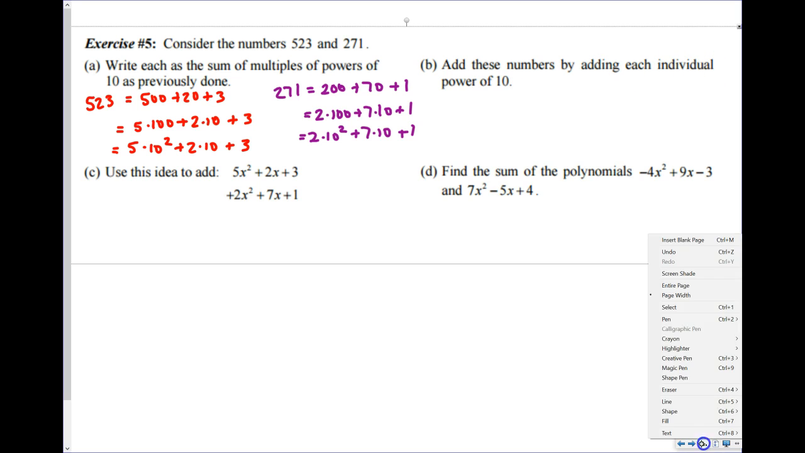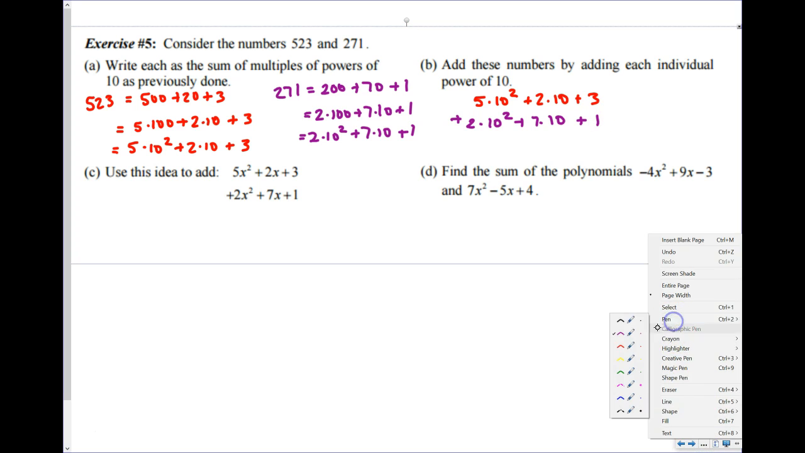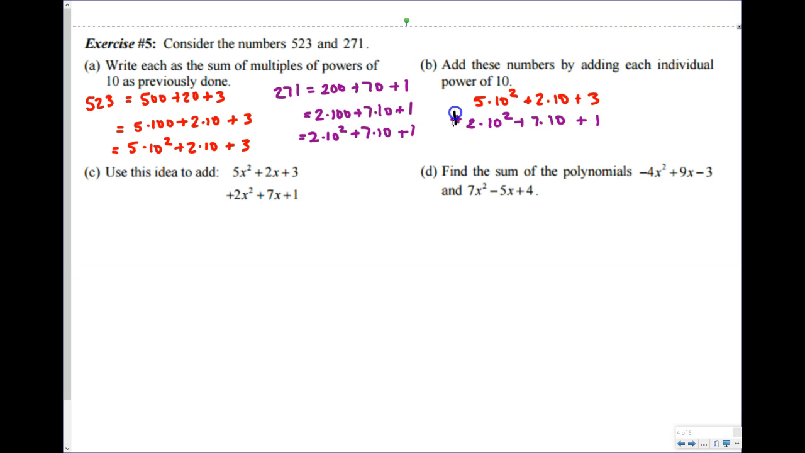So the first one is the 523. So I have 5 times 10 squared plus 2 times 10 plus 3. And I'm going to add that, remember because this is saying adding, plus the 2 times 10 squared plus 7 times 10 plus 1. So I'm adding the red and the purple together. And I put a plus here. Okay? Now let's see what happens.